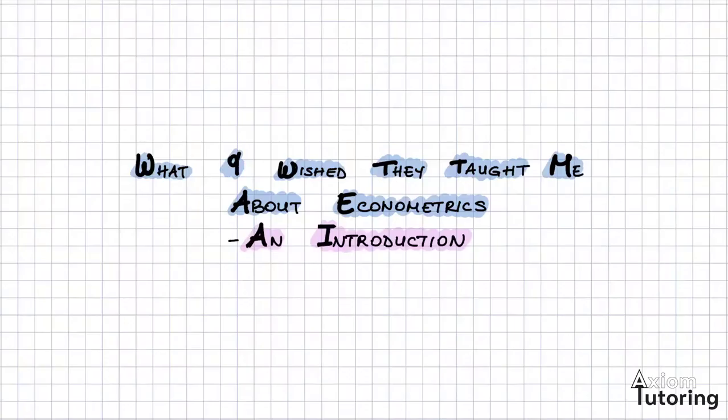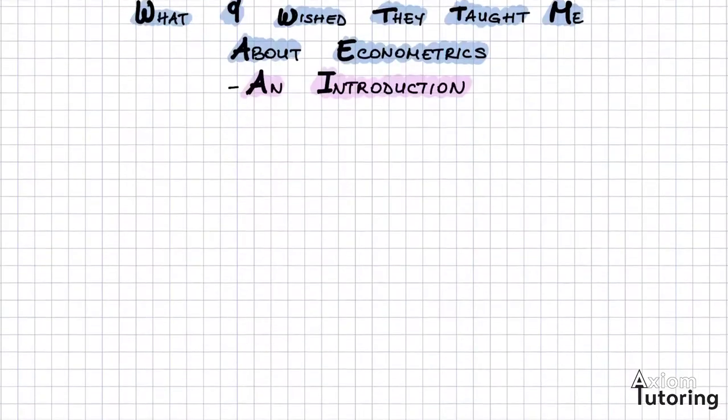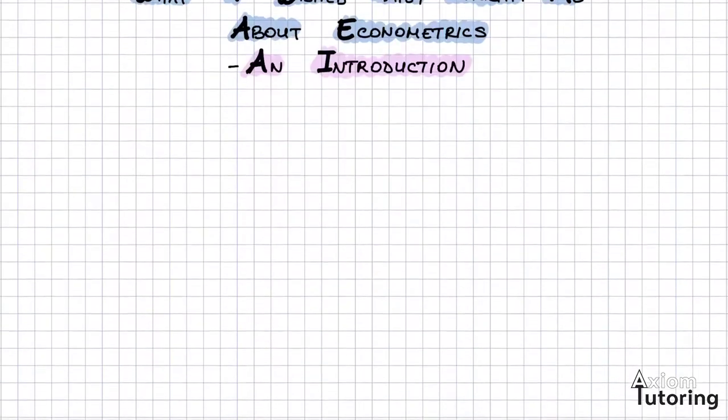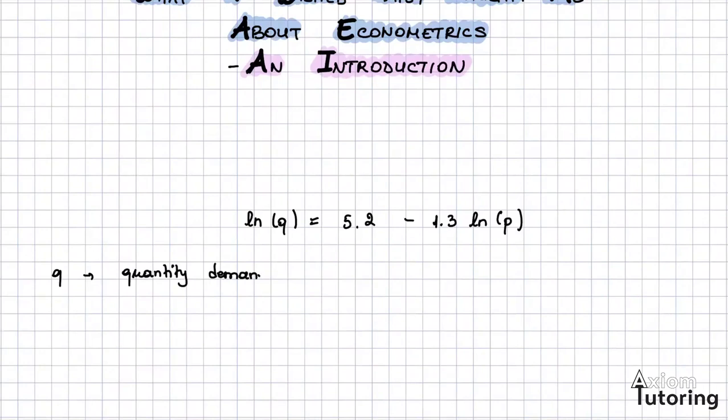We've shown that in a log-log model, the slope coefficient beta 1 is an elasticity, so in this video, let's apply that to a worked example. Suppose that we estimate a demand model that looks like the following: ln of Q equals 5.2 minus 1.3 ln of P, where Q is quantity demanded and P is the price.